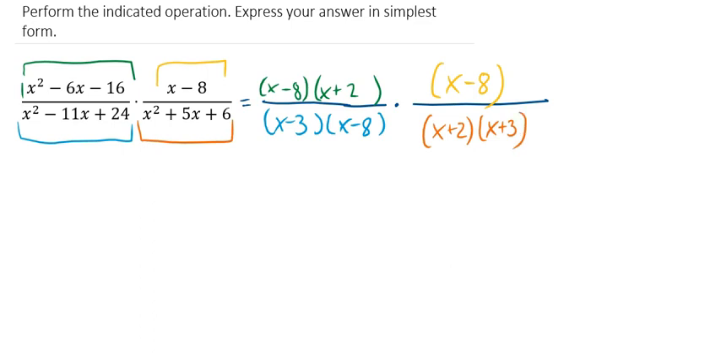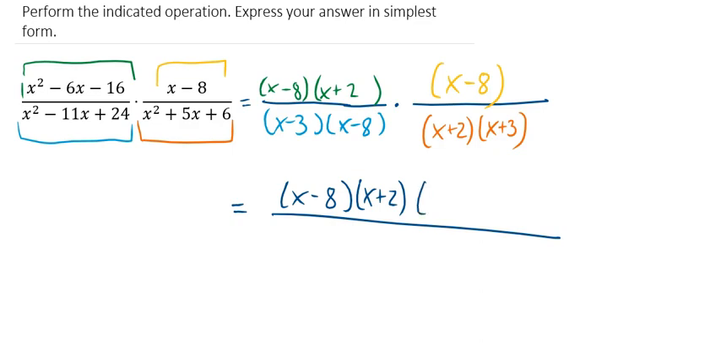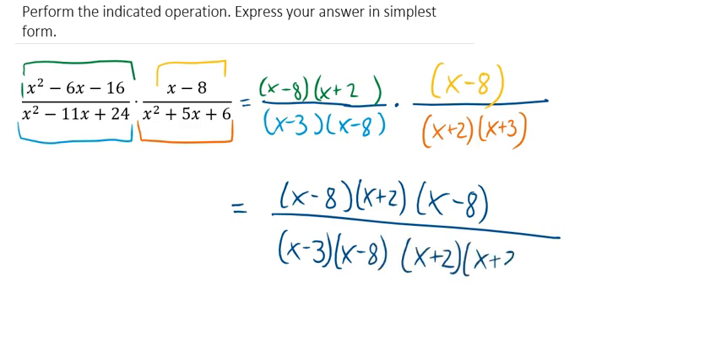Now that it's factored, multiplying is easy, right? I multiply the top. So I do x minus 8, x plus 2 times x minus 8. I put them next to each other. That's what it means. When things are next to each other in parentheses, it means multiply. On the bottom, I do the same thing. There we go. I multiplied them.